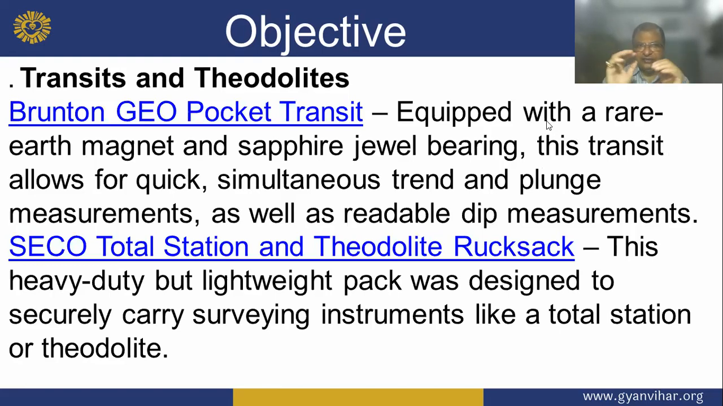Now, transit and theodolite. The Brunton Geo Pocket Transit is a new machine, a very good machine, equipped with a rare earth magnet and separate jewel bearing. This transit allows for quick azimuth, trend, and plunge measurements as well as readable dip measurements.